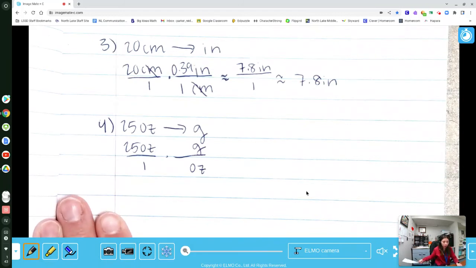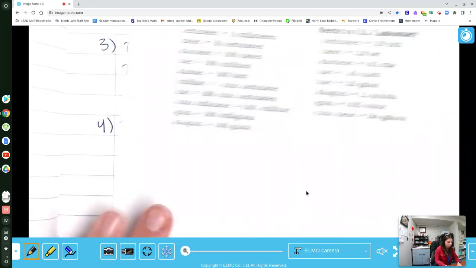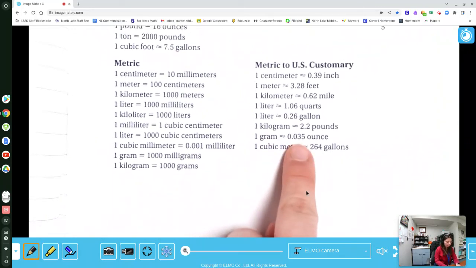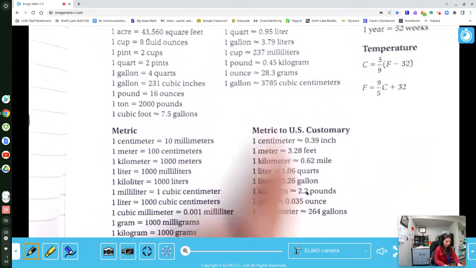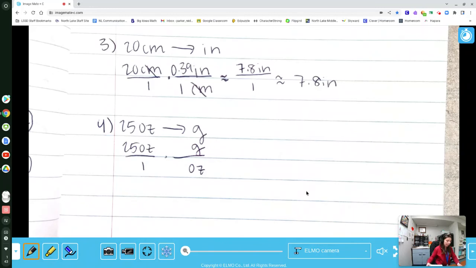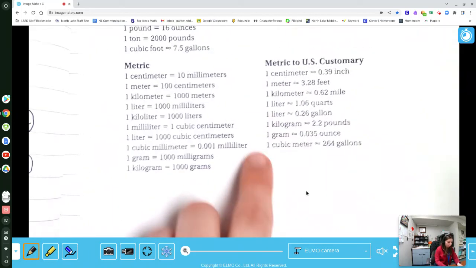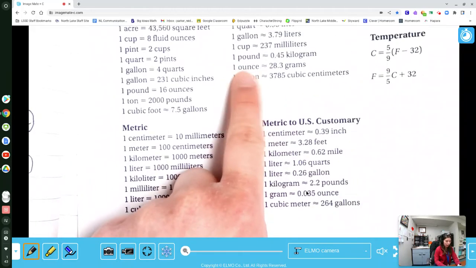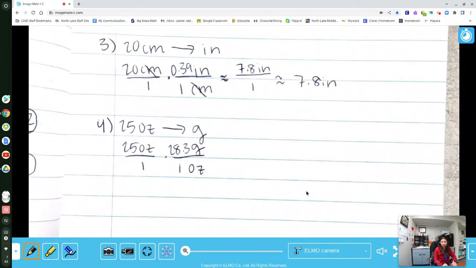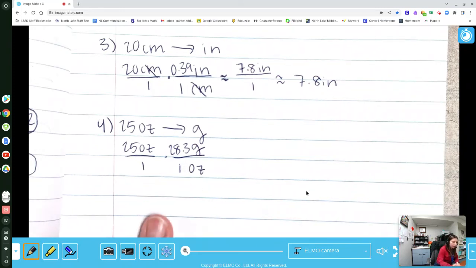So let's look on our conversion chart for ounces and grams. Well, I see 1 gram is about 0.035 ounces, but I also have up here 1 ounce is about 28.3 grams. Remember earlier we said it's a little bit nicer if this bottom value can be a 1. So I'd like to pick the conversion factor that talks about just 1 ounce. So I'm going to pick this one. So I know in 1 ounce there are 28.3 grams. Again, you can pick the other one. It just makes it a little bit more work. It's a little less work if we use a 1 on the bottom.